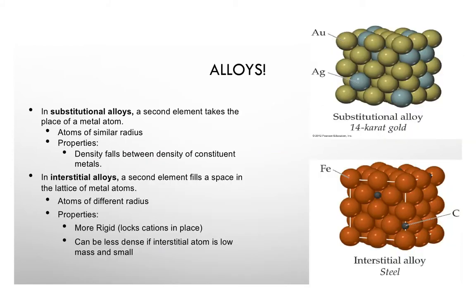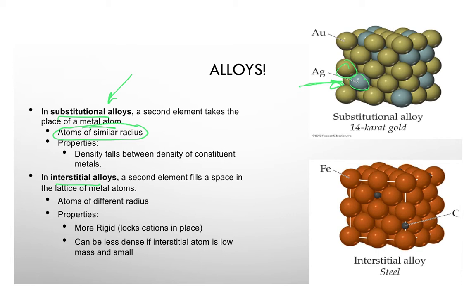All right. Two main kinds of alloys: substitutional alloys and interstitial alloys. In a substitutional alloy, a second element takes the place of a metal atom, okay? And this happens with atoms of similar radius, so you can just stick a different atom in there. Here's 14 karat gold with silver and gold in an alloy mix. And you can just shove silver atoms in place of the gold atoms. Why does it work to be substitutional? Because they're about the same size, and so it just slips right into that particular spot.